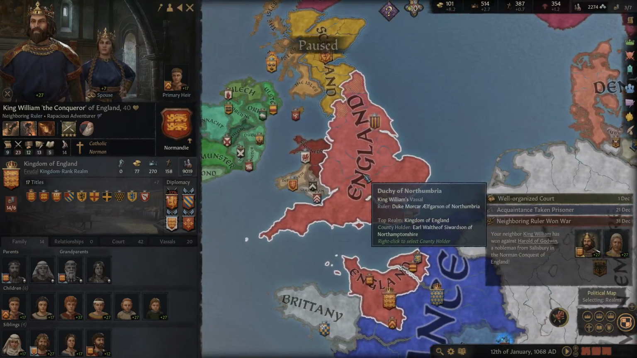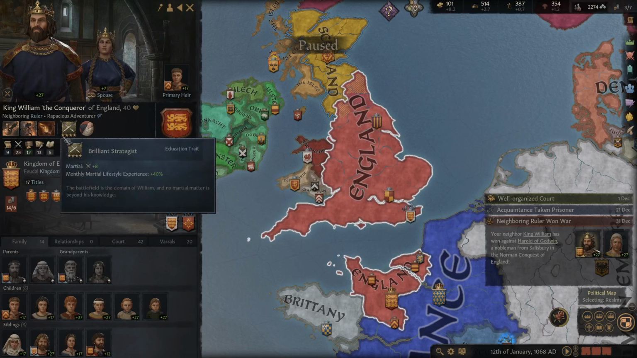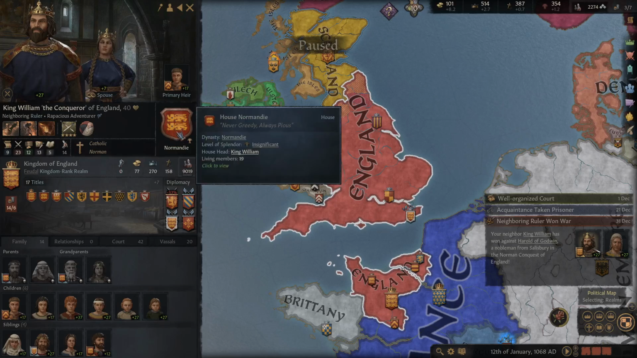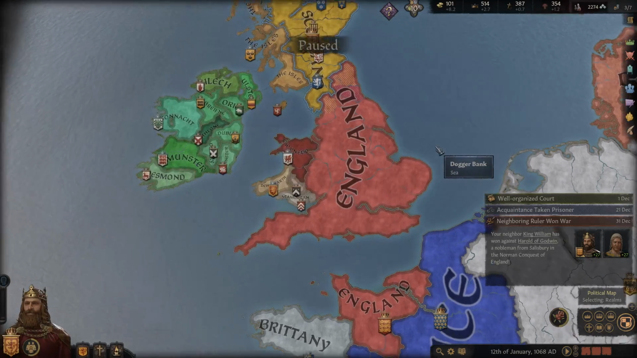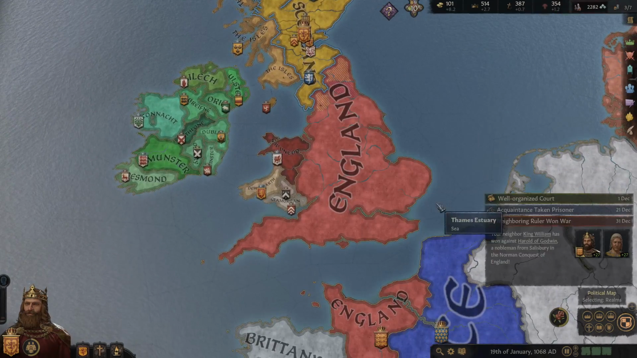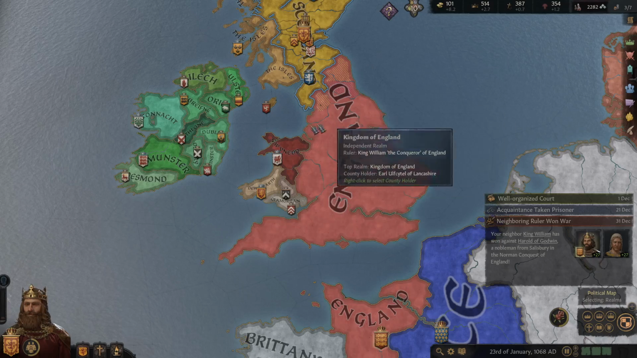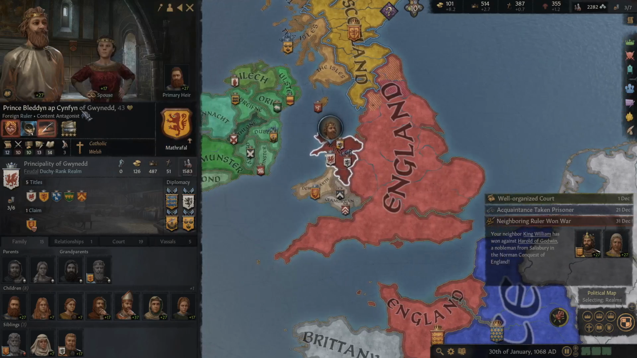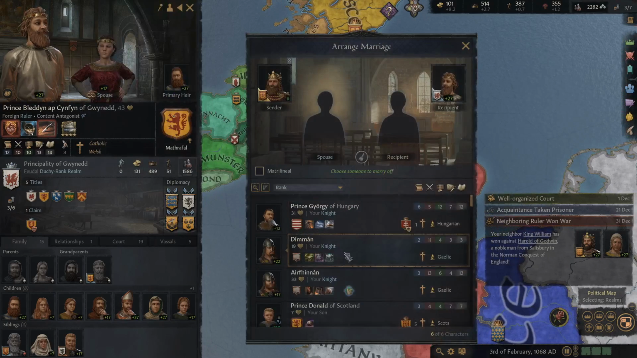Okay. So this is a mixed bag. On the one hand, we've now got a very strong ruler to our south. On the other hand, he's Norman. So hopefully he just won't become English. He probably will, though. But there's going to maybe be some tension down here. We can only hope. Can I maybe... Do I want to marry into the Welsh family?